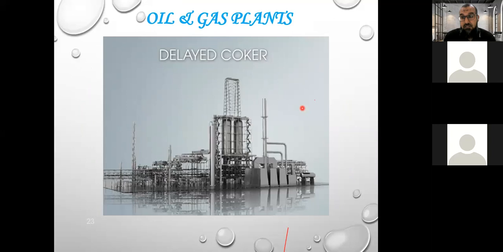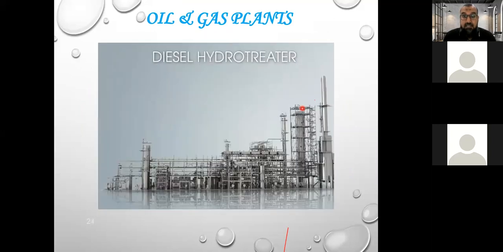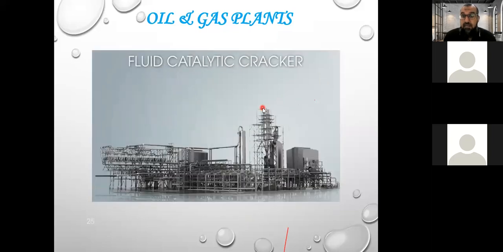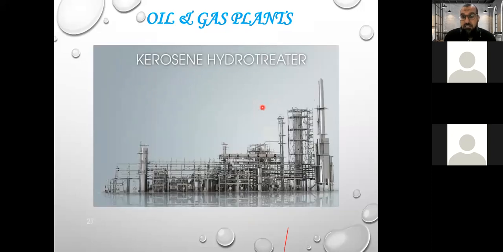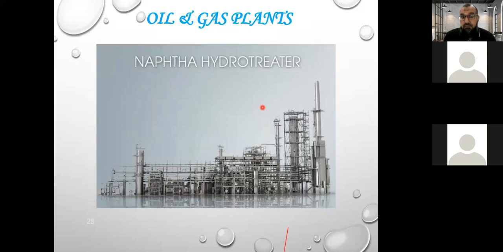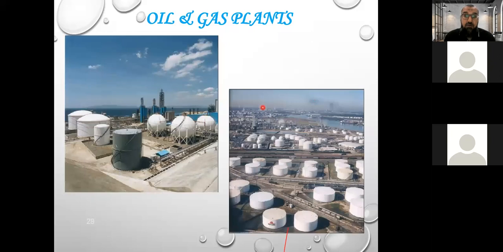Delayed coker, this is mainly downstream sector. Diesel hydrotreater, this is also in the downstream sector. Fluid cracker, this is also the same, and hydrocracker. Kerosene hydrotreater, naphtha hydrotreater, and so on, and storage tanks. Storage tanks, definitely, this photo shows storage tanks, whether spherical or other types of tanks. It depends on whether they contain oil or gases, or on the pressure that they contain. All of the storage tanks are downstream sector.